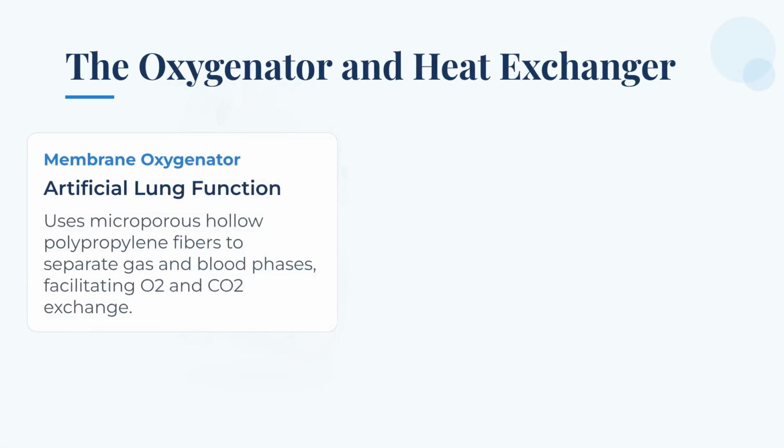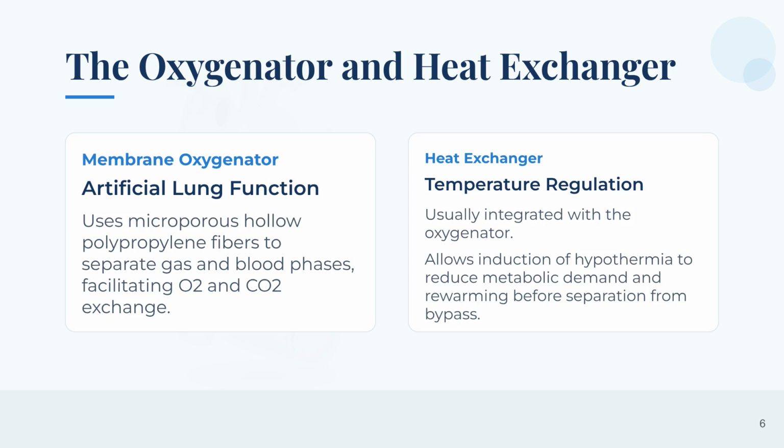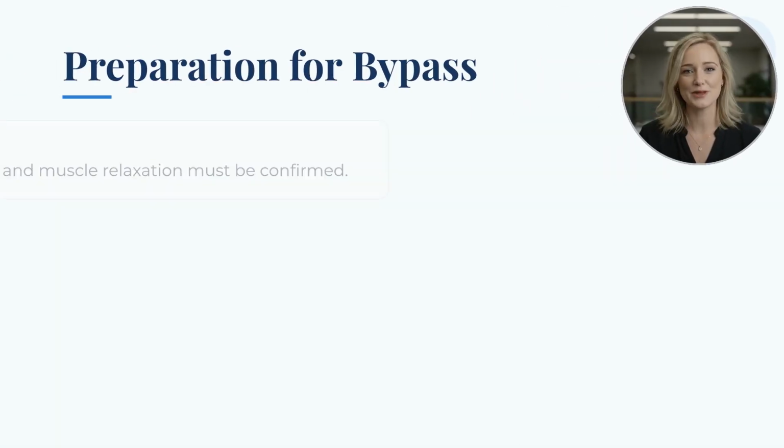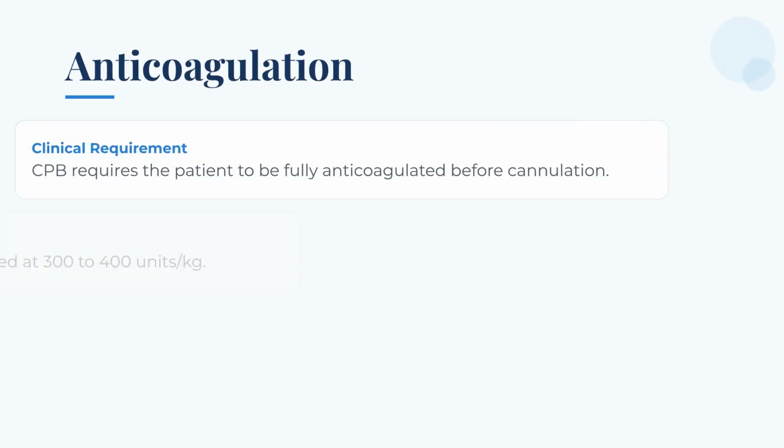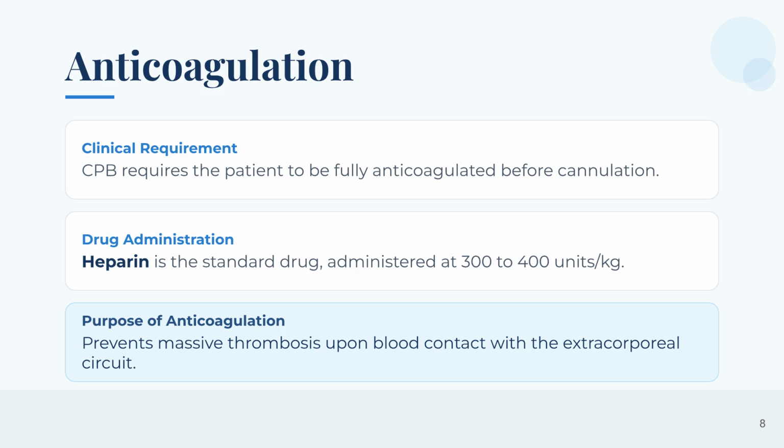The oxygenator functions as an artificial lung, using hollow fibers to facilitate gas exchange. Integrated with it is the heat exchanger, which allows for the induction of hypothermia to lower metabolic demand during surgery. Before bypass begins, proper preparation is vital. This includes confirming deep anesthesia and muscle relaxation to prevent movement and shivering, while using EEG monitoring to ensure the patient remains unaware. Anticoagulation is a mandatory requirement before cannulation.